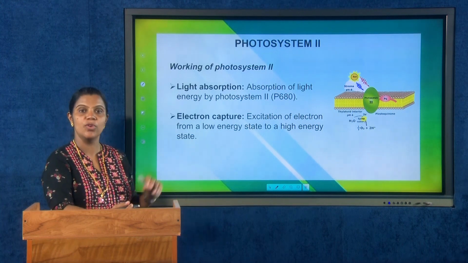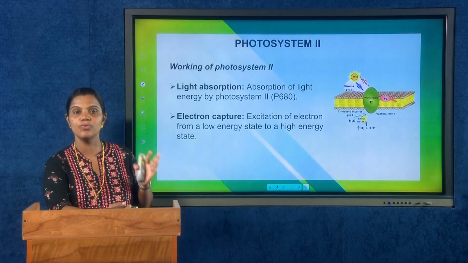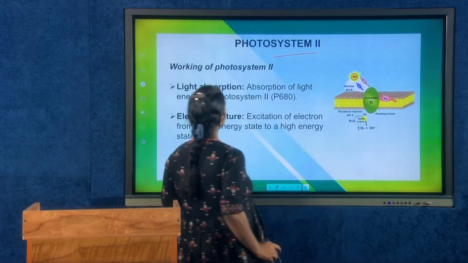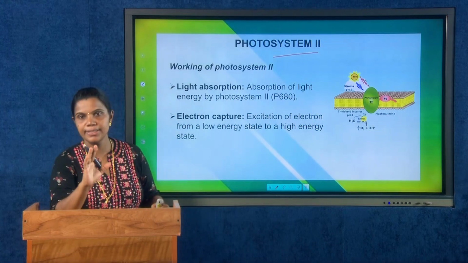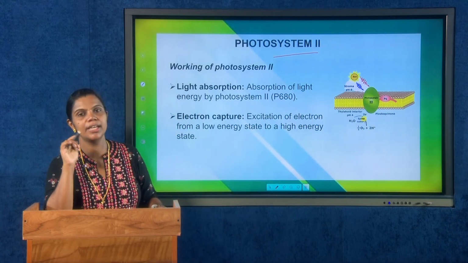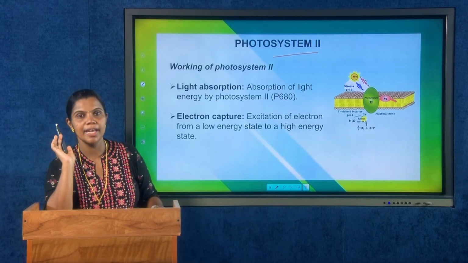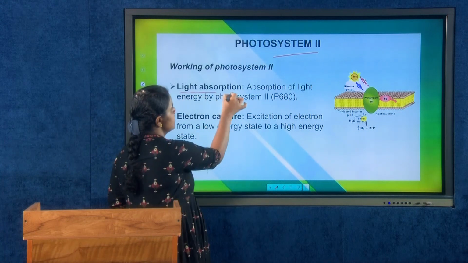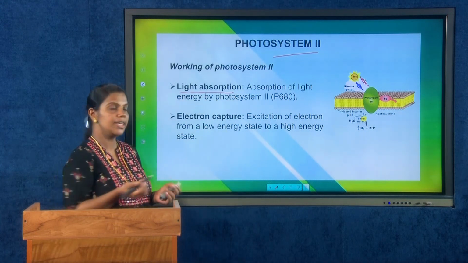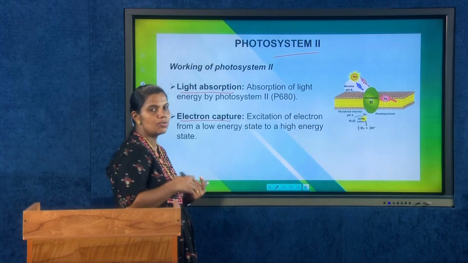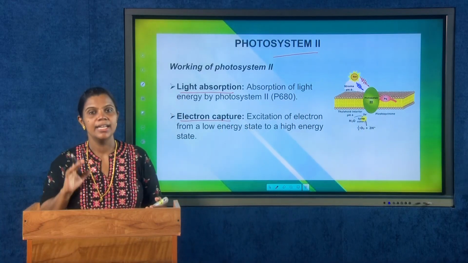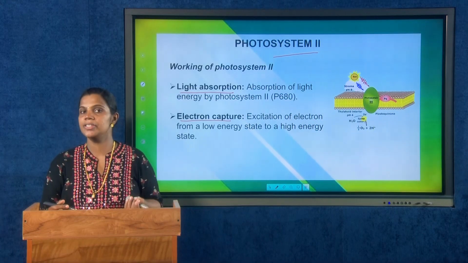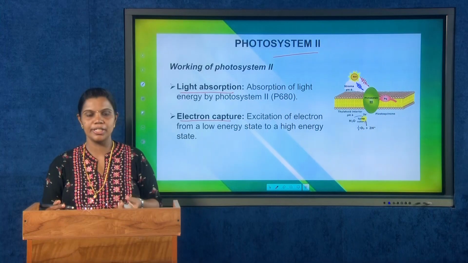So, how does this work? How does the photosystem work? In this case, first we will see how photosystem II works. The first step is light absorption, that is, it will absorb light energy around 680 nanometers. In the second step, we have electron capture. So, what is occurring here in electron capture? The excitation of the electron will occur from a lower energy state to a higher energy state as a consequence of light absorption.